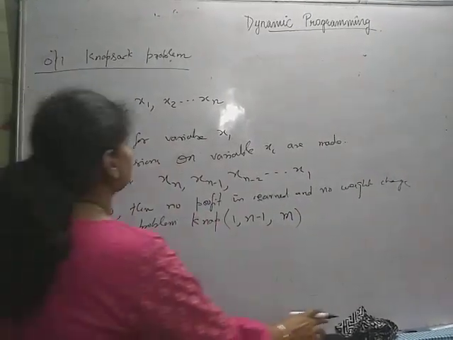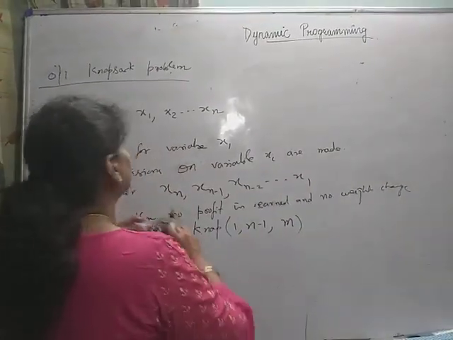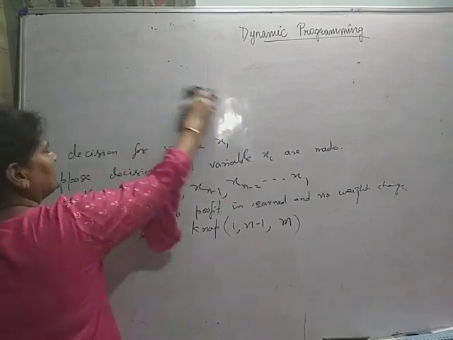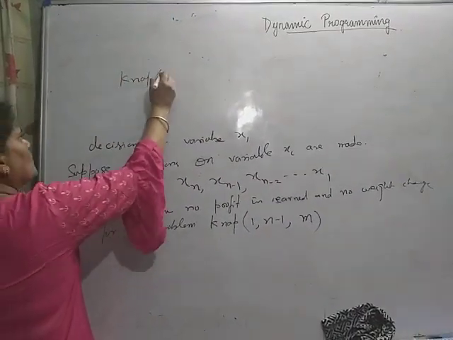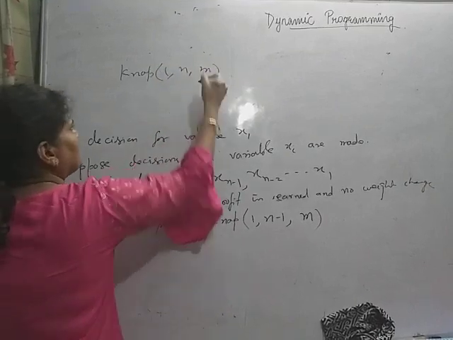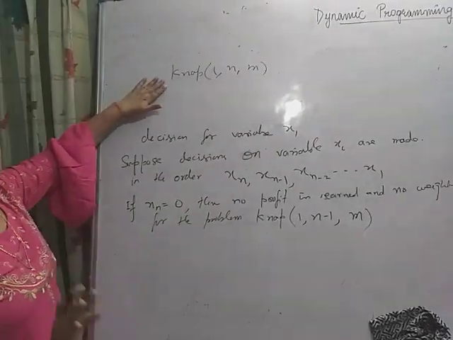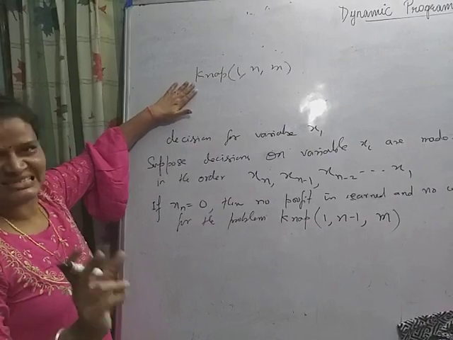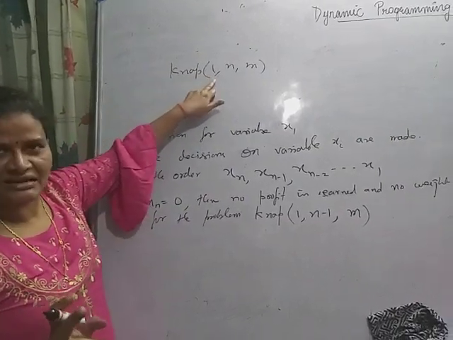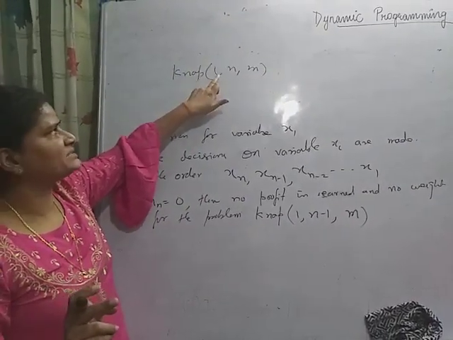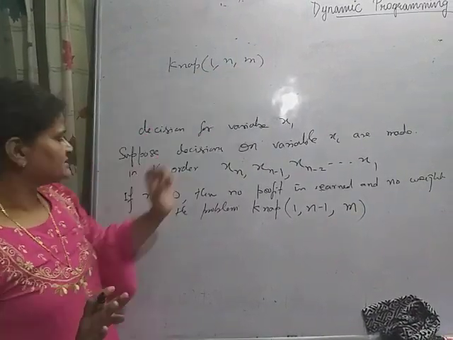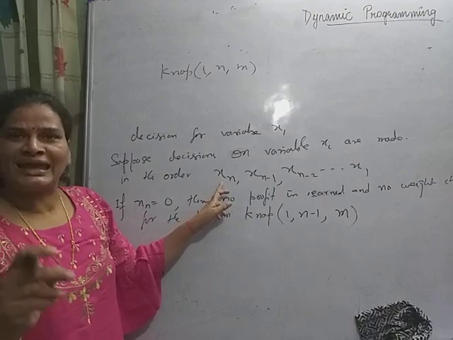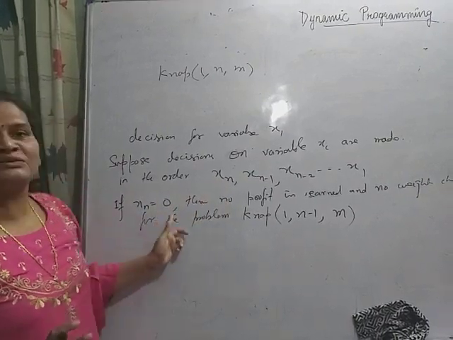See, here I am representing the knapsack. Initially our problem statement is this one: knapsack 1, n and m. This is our problem state, where we start taking the decision from object n down to 1, and the capacity is m. Suppose I am taking the decision for the nth object first, and xn equal to 0.